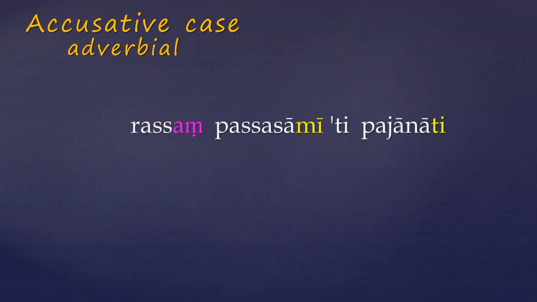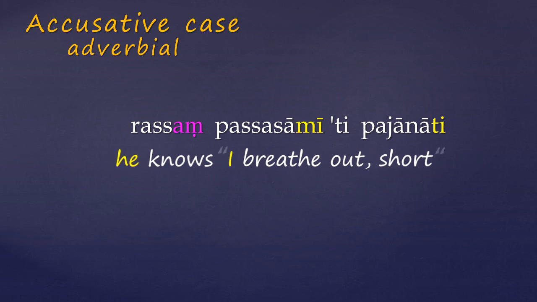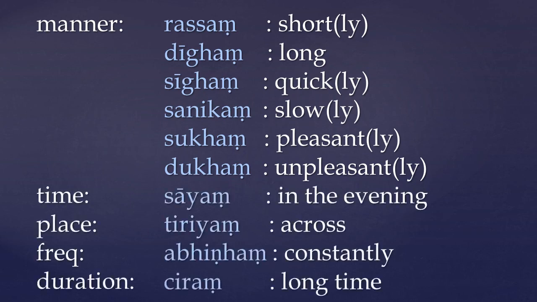And the accusative case is conspicuously adverbial, especially with neuter nouns. So if we look at this line from the Satipatthana Sutra, he knows I breathe out short. The word short here is not an object, but describes the manner of the breathing, and is therefore an adverb. Whereas adjectives add qualities to nouns, adverbs or adverbial phrases add qualities that describe the action or the sentence as a whole. They often add information about the manner, the time, place, frequency, or duration of the event.